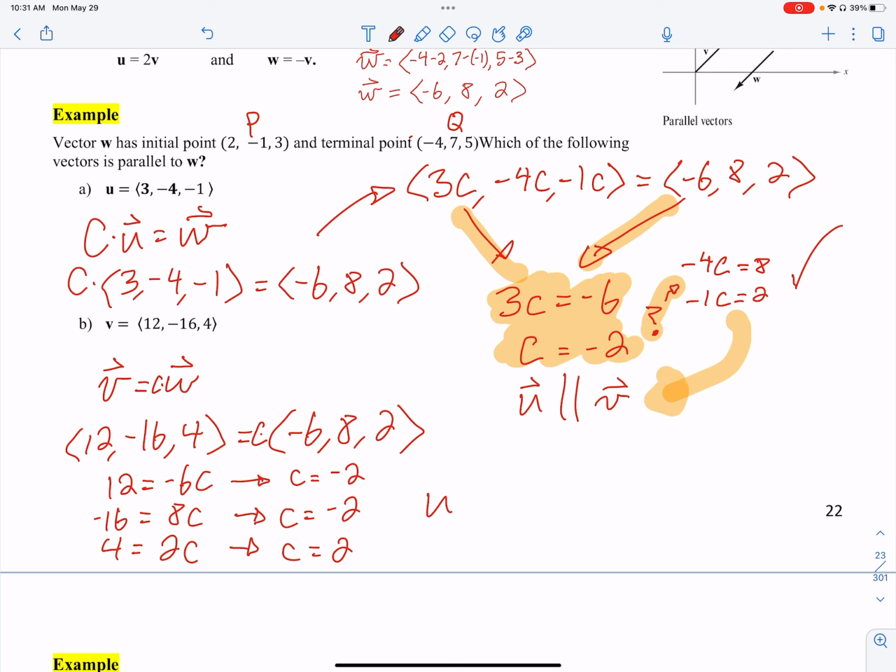So V, I do my parallel symbol and I put a slash through it to say is not parallel to W. I put a U and a V here, and it should have been a U and a W. Forgive me. All right, so the first one is parallel because I was able to find a C. The second one was not parallel because I found my C's and they're not all the same. You could do it that way as well. Find one C, check to see if the other ones are true, or find all C, and if they're not all equal, then they're not parallel. There is another way to do this we will learn in a few sections.